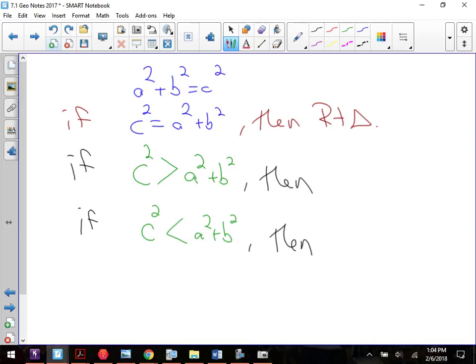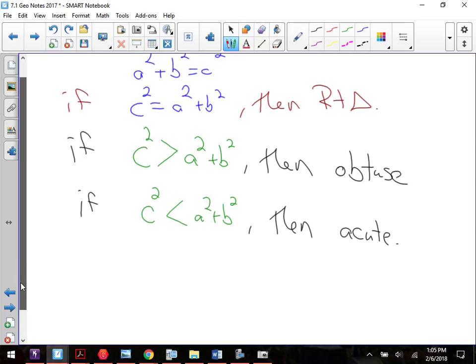Take a guess why they say if c squared is bigger than a squared plus b squared. Which one do you think it is? Obtuse or acute? Obtuse. That's why they write them first, because you think bigger, you think obtuse. If it's smaller, then it is acute. Now, the only other tricky part to this is being able to tell which number in a group of 3 is the largest.